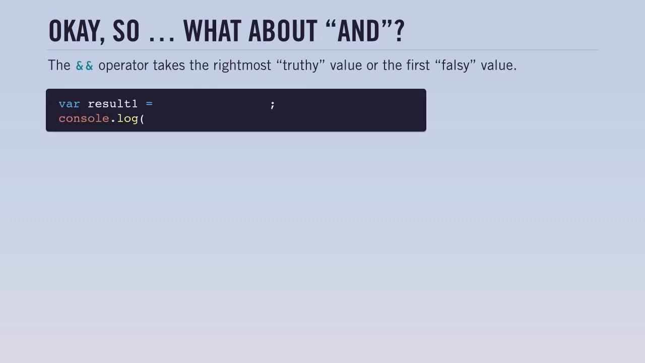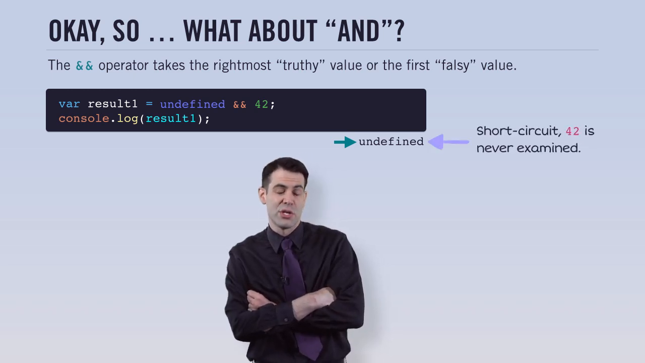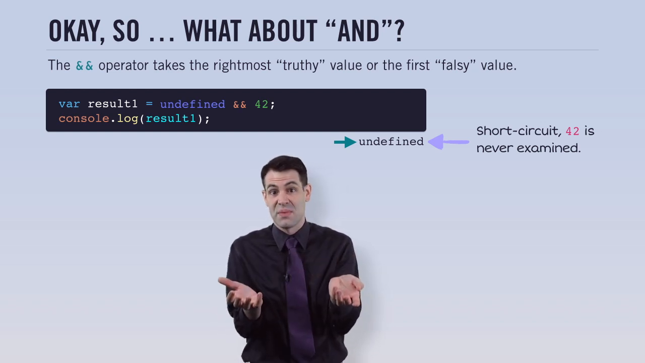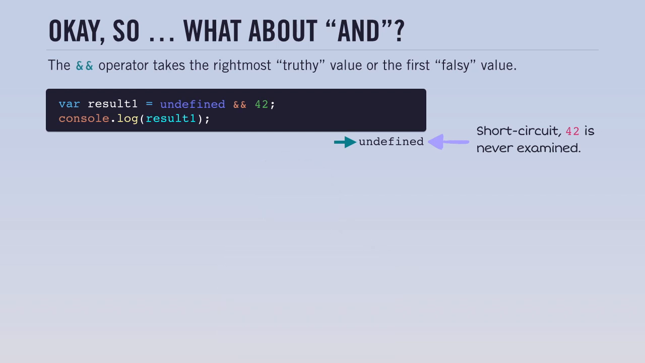If you look at this AND logical assignment for result 1, you'll see that it takes undefined as an answer because as soon as it has found a falsy value, it short circuits, knowing that there is no need to check any further values because it's already found something that's going to cause the whole compound to be false. In other words, 42 is never even examined.